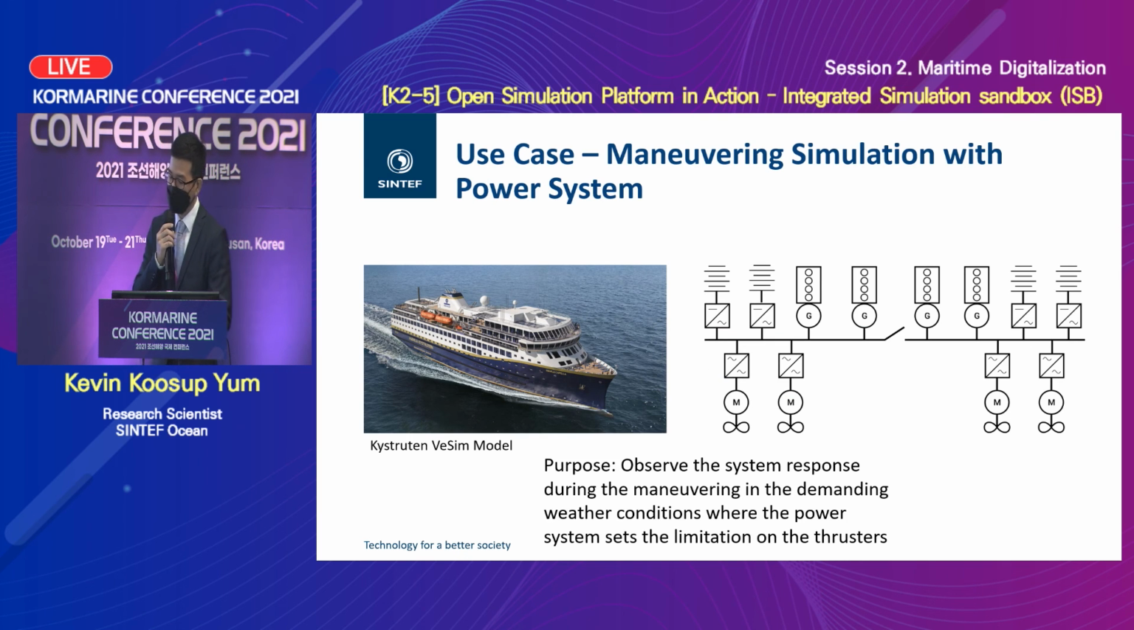And another use case we are defining at the moment is the maneuvering simulation of a vessel with a power system in the loop. The purpose of this use case is to observe the system response during maneuvering in very demanding weather conditions, where the power system sets some kind of limits on the thrusters. So then the vessel will behave differently than when the power system is ignored in modeling. So the power system configurator will be developed in parallel in this use case.